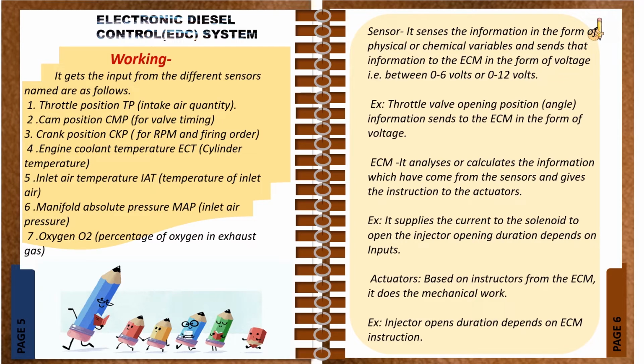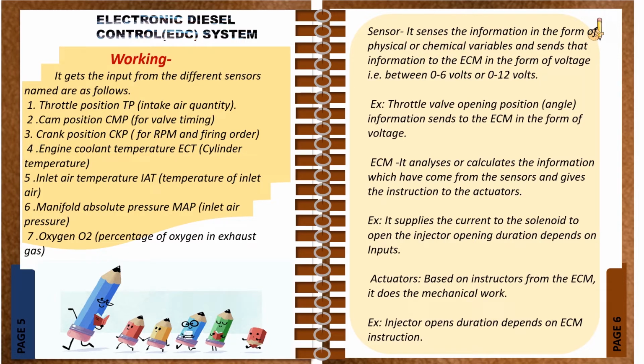Sensor. It senses the information in the form of physical or chemical variables and sends that information to the ECM in the form of voltage, that is between 0 to 6 volts or 0 to 12 volts. Example, throttle valve opening position information is sent to the ECM in the form of voltage.